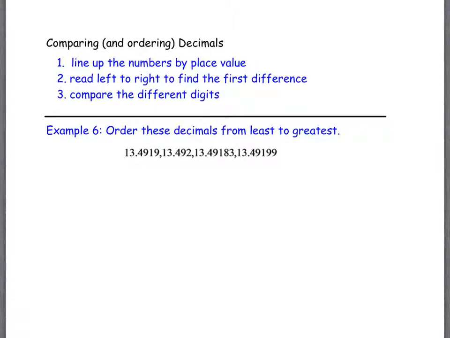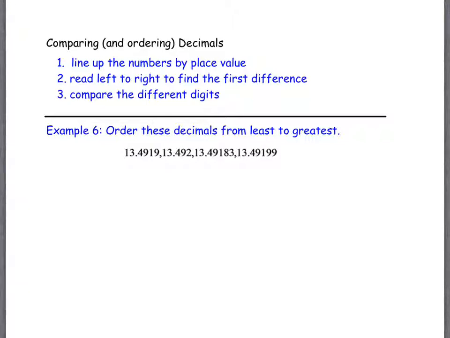Our next thing in this section, last thing almost, we're getting awfully close, is comparing or ordering decimals. So if we're trying to figure out which decimal is smaller or larger, or putting them in order from smallest to largest or largest to smallest, what we do is we line up the numbers by place value. And in particular, that means that we usually line up the decimal point to start with. And then we read the number from left to right to look for the first place where they're different. First location where the numbers are different, and we compare the different digits.